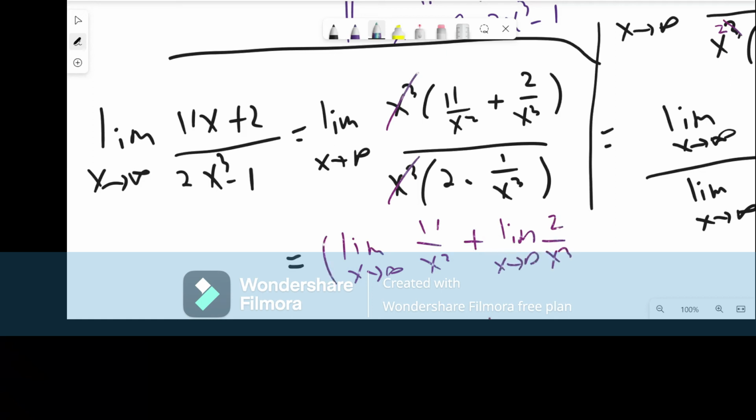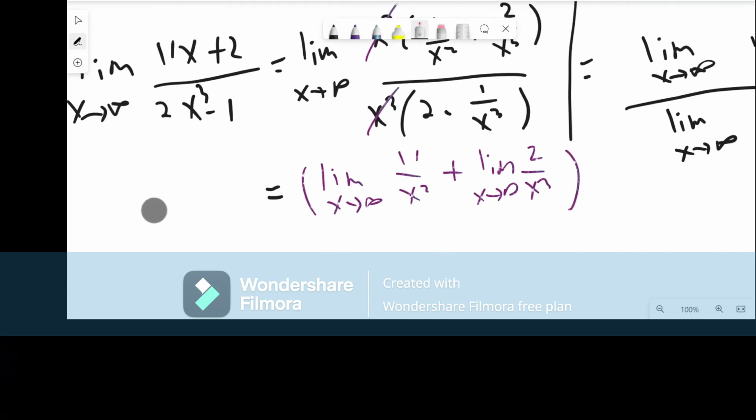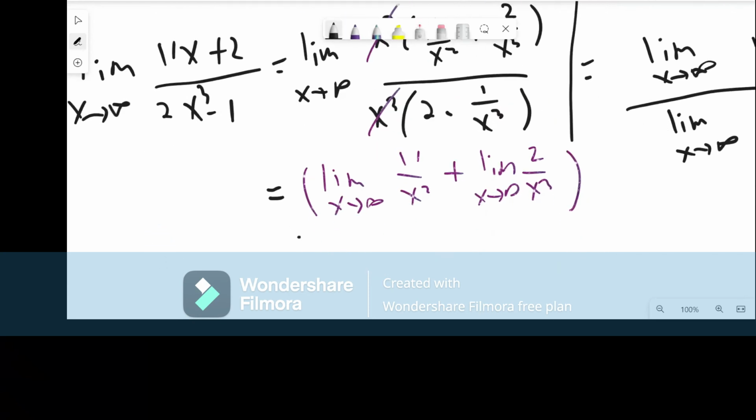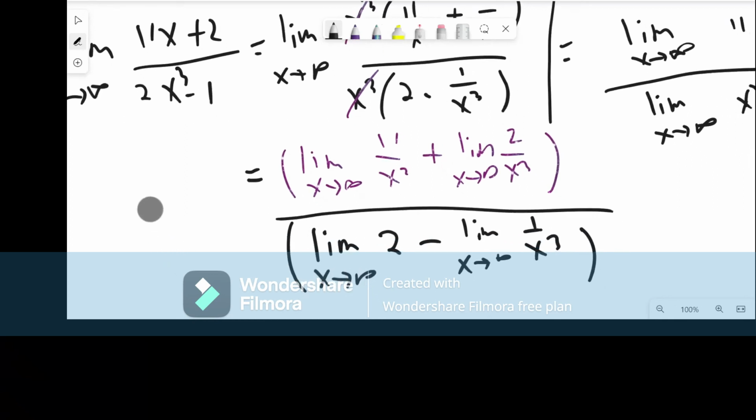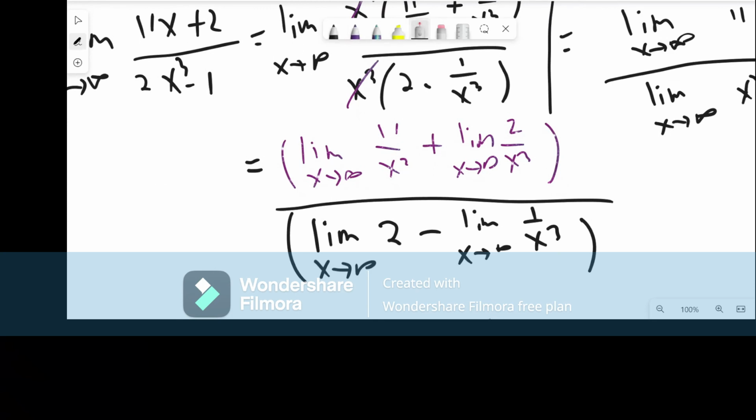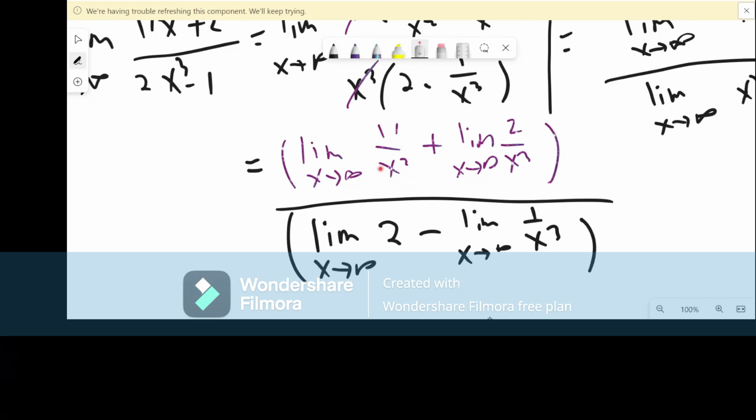So this is what is meant for the numerator functions. And then downstairs I have the limit as x goes to infinity of 2, minus the limit as x goes to infinity of 1 over x cubed. So now this looks very easy to solve. Here, this is a constant and this is 1 over x squared. So the function of 1 over x squared will give you 0.